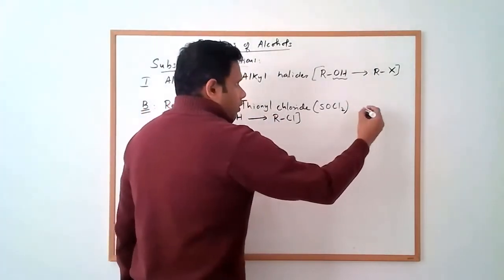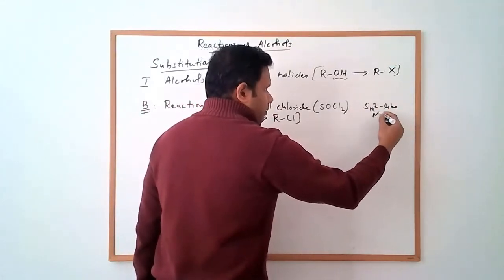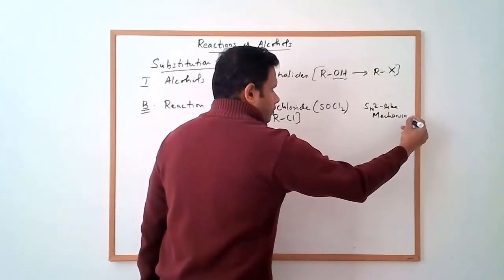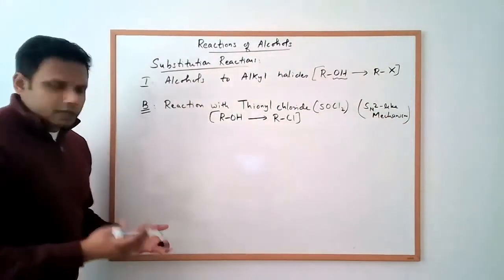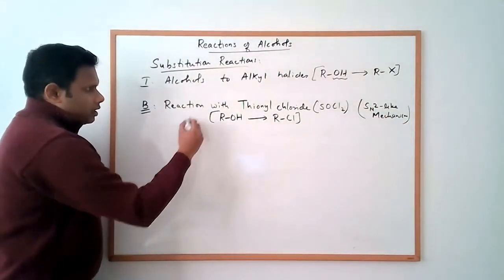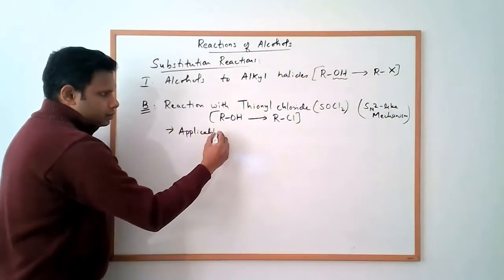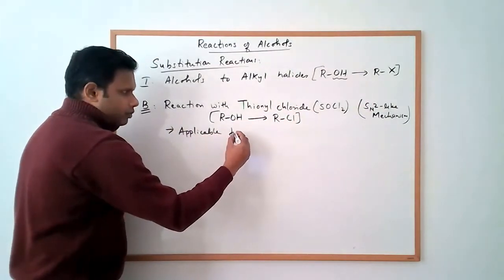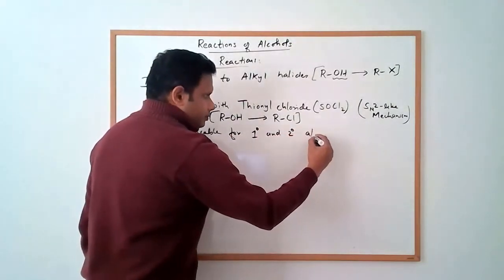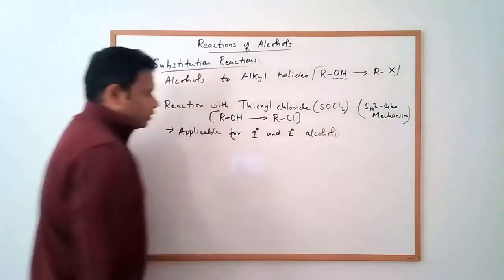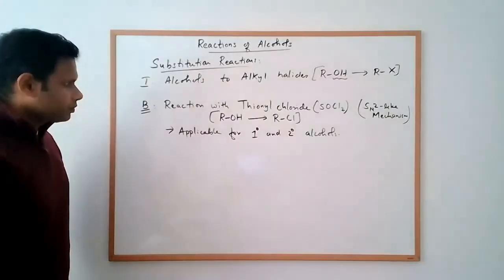This reaction also follows an SN2-like mechanism. It follows an SN2-like mechanism. Now, the overall reaction here is, and since this is an SN2-like mechanism, this is applicable for primary and secondary alcohols, okay? Because on tertiary alcohol, we won't be able to do an SN2-like mechanism.